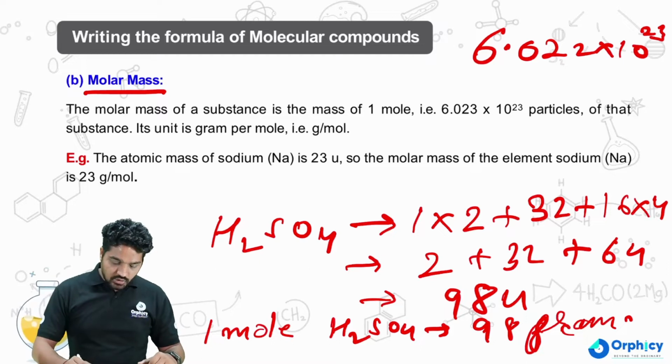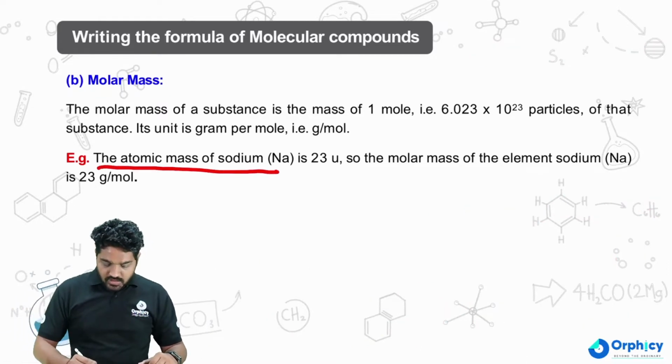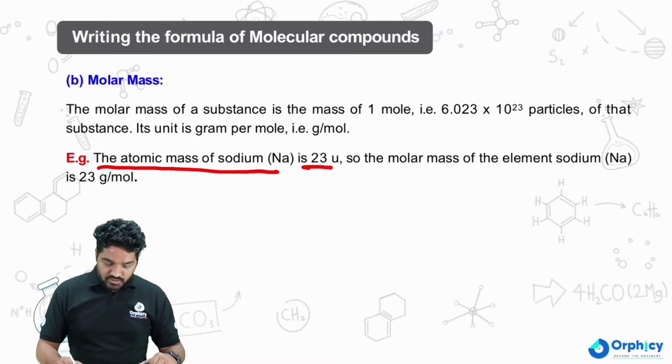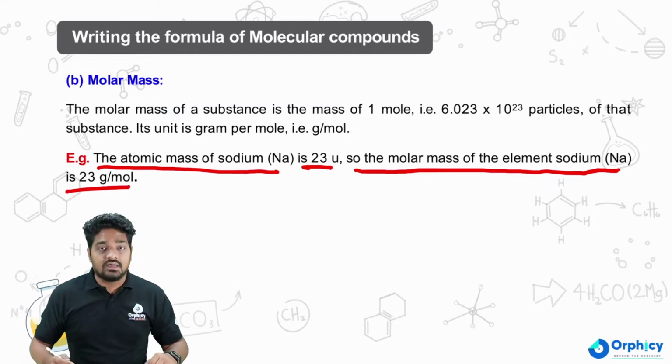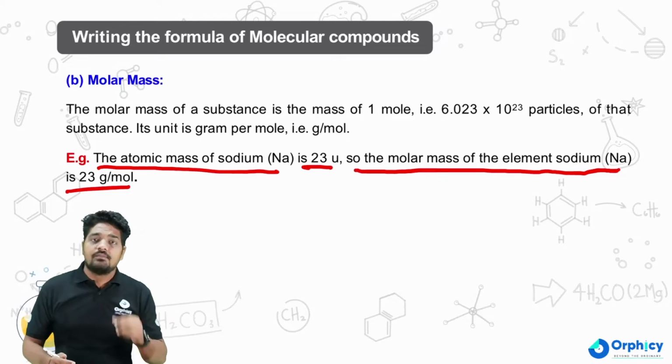Alright, so let us take an example. The atomic mass of sodium is 23 U, as I already discussed. So the molar mass of the element sodium is equal to 23 gram per mole. Its mass will be 23 gram per mole. Why per mole?